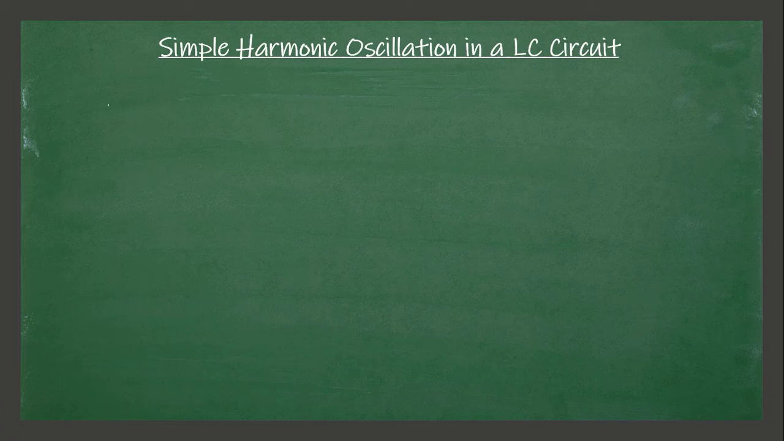Okay, so now let us consider an example of simple harmonic oscillation in a case other than mechanics. So let's talk about an LC circuit. So what is an LC circuit? Well, that L here is for inductor and C is for capacitor. So an LC circuit is actually a circuit containing an inductor and a capacitor.